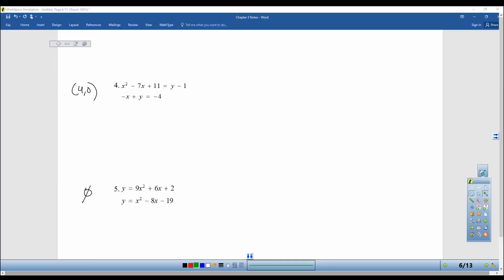The first step in the substitution method is always to get one variable all by itself. So I would probably make this into y is equal to, add the x to both sides, x minus 4. Then you can put that y right in here in this equation, rewriting it as x squared minus 7x plus 11 is equal to, and in place of the y, x minus 4 minus 1.